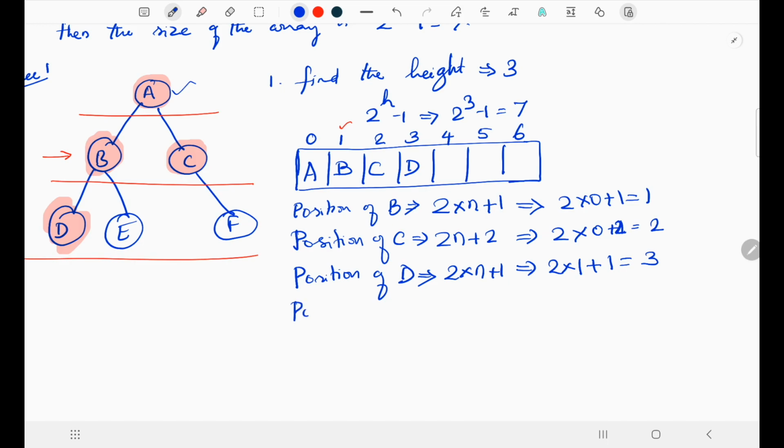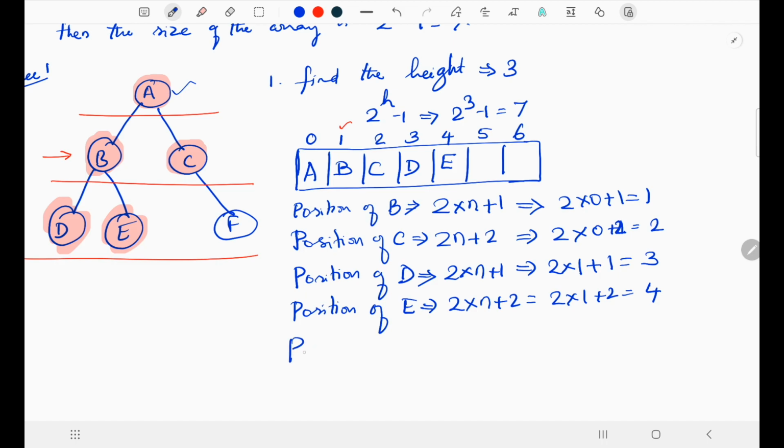Similarly, position of E. E is the right child of B. So 2n plus 2, what is the B index? 2 into 1 plus 2 equals 4. So this E will occupy the index 4.